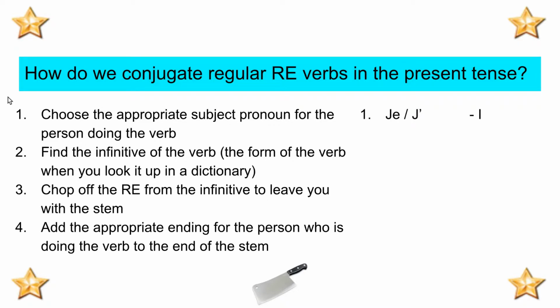For example, the subject pronoun might be je, which is I. It could be j' if the verb begins with a vowel. Next, the infinitive vendre, to sell. If you look up sell in the dictionary, it will give you the infinitive of the verb vendre, to sell.